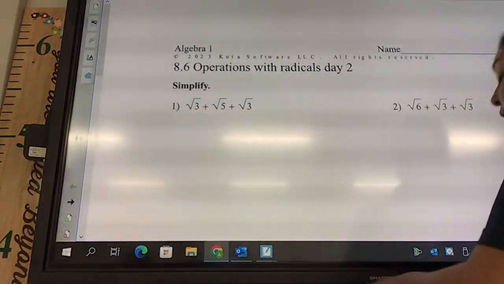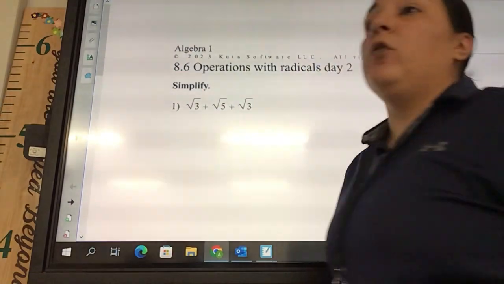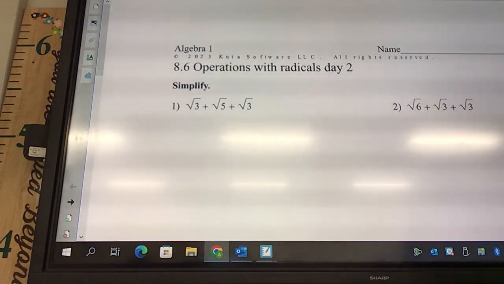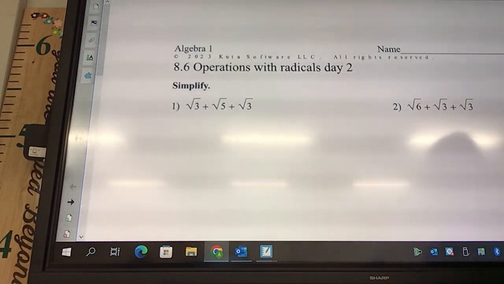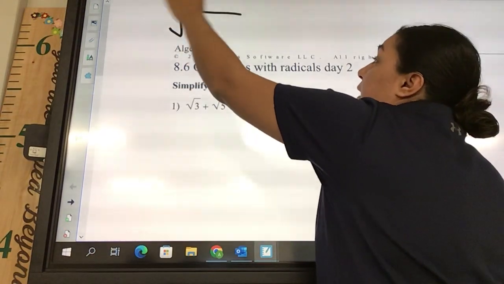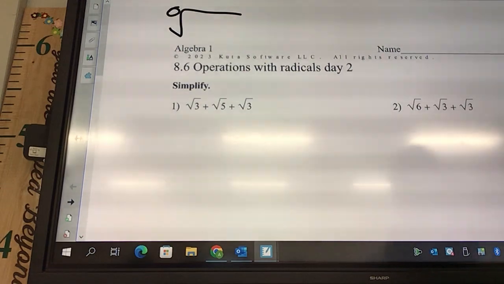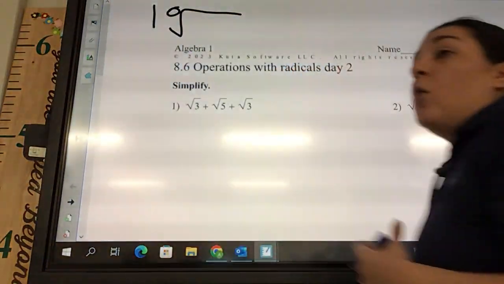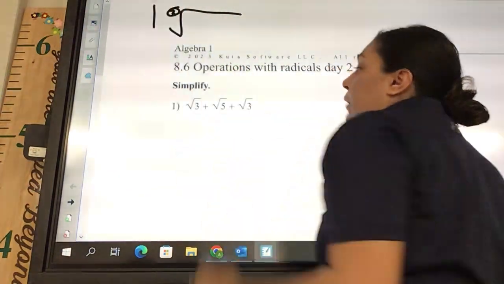So if we look at the first one, we learned from last week, what is the rule? You can add them together if and only if what? Okay, the numbers on the inside are the same and the numbers for the index are the same. So the index goes right here. If there is nothing there, what is it? A 2. And if there is no number out front, it is a 1. So there's really a ghost 2 and a ghost 1 right there.